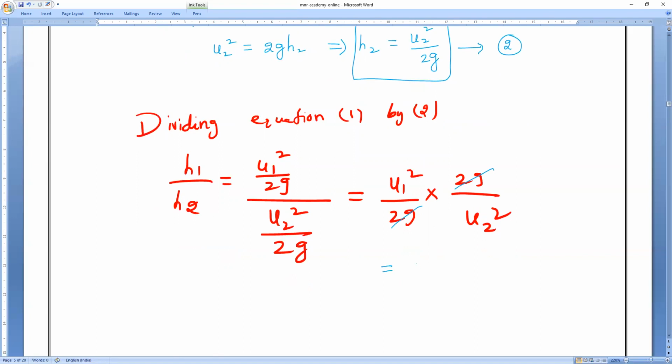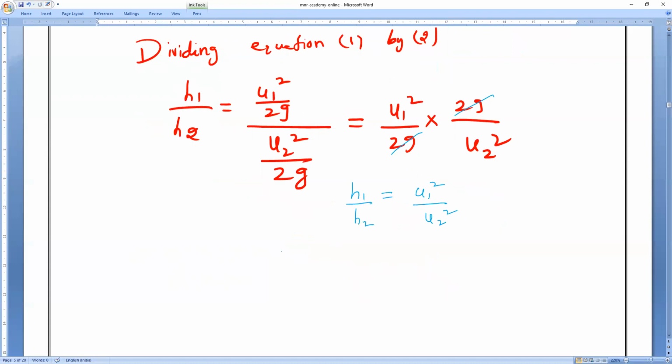So u1 square divided by u2 square is equal to h1 divided by h2. So what are the ratios, guys? h1 is to h2 is equal to u1 square is to u2 square. Is it okay, all of you?